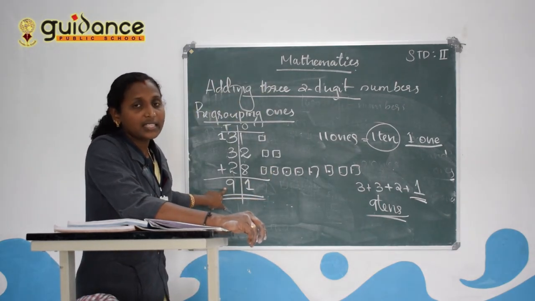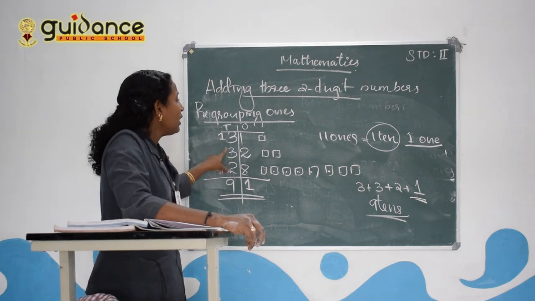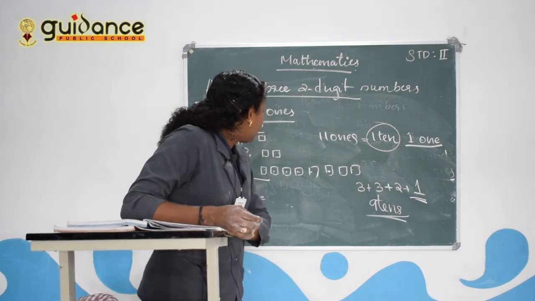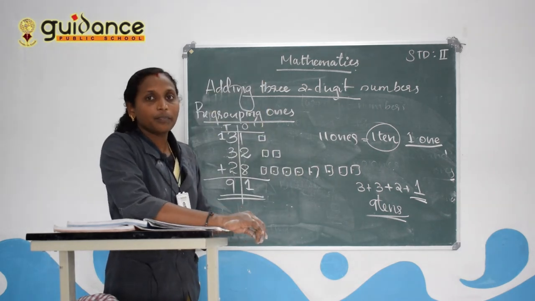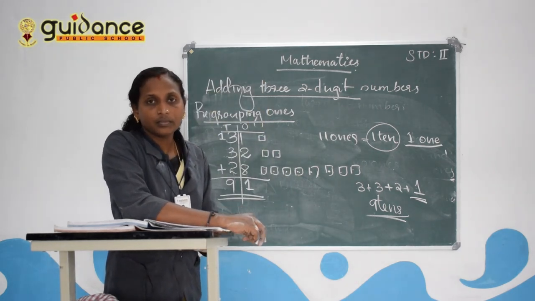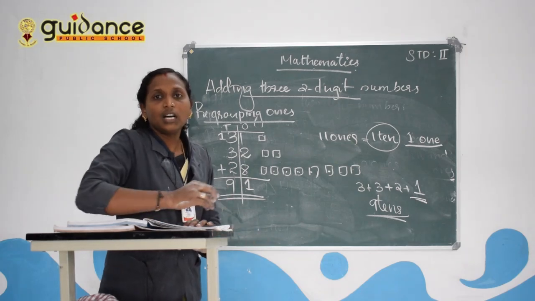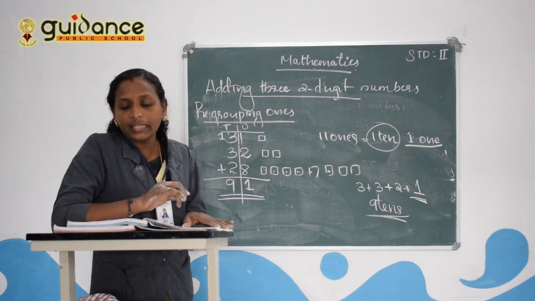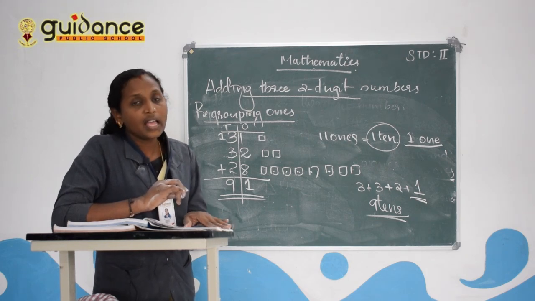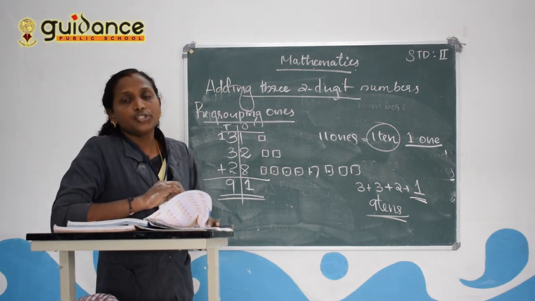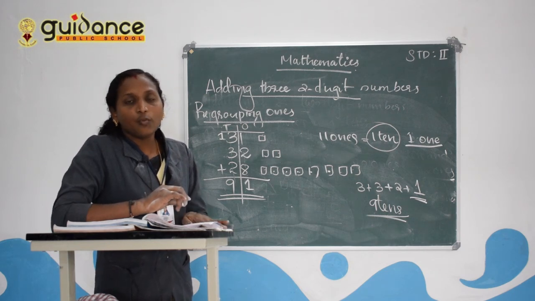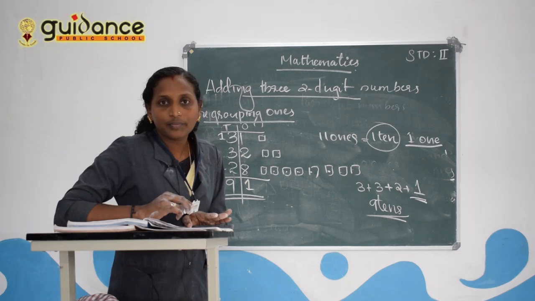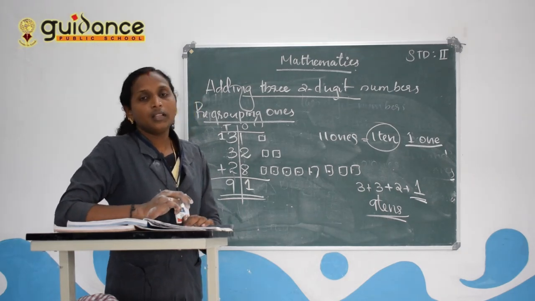That means the addition of 31, 32 and 28 is 91. All of you got it? All of you got the topic: regrouping ones and tens, adding 3 two-digit numbers and adding 2 two-digit numbers with regrouping. All of you got it? Okay. Thank you.